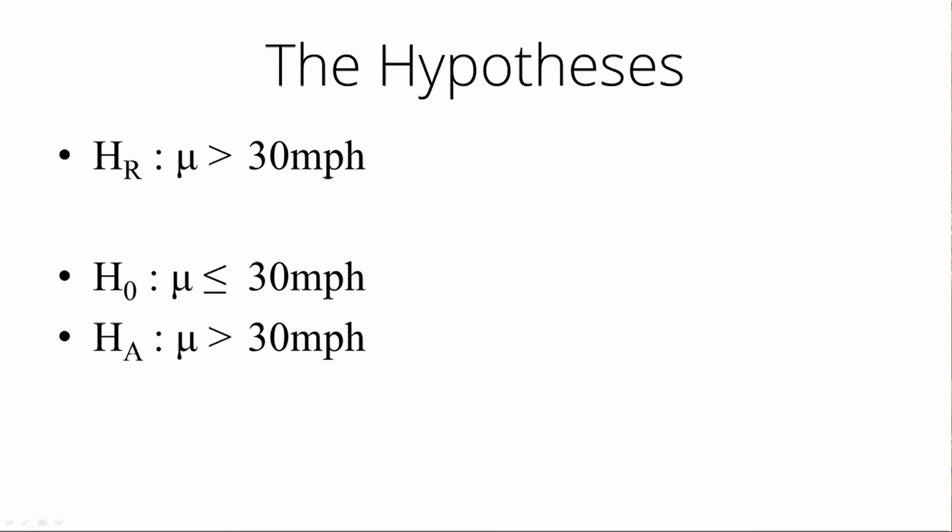So the research hypothesis from experience, the average speed is going to be greater than 30 miles per hour. Because this research hypothesis does not have an equals part, it's also going to be the alternative. The null hypothesis will be the opposite of the alternative. If the alternative is greater, the opposite of that will be less than or equal to.